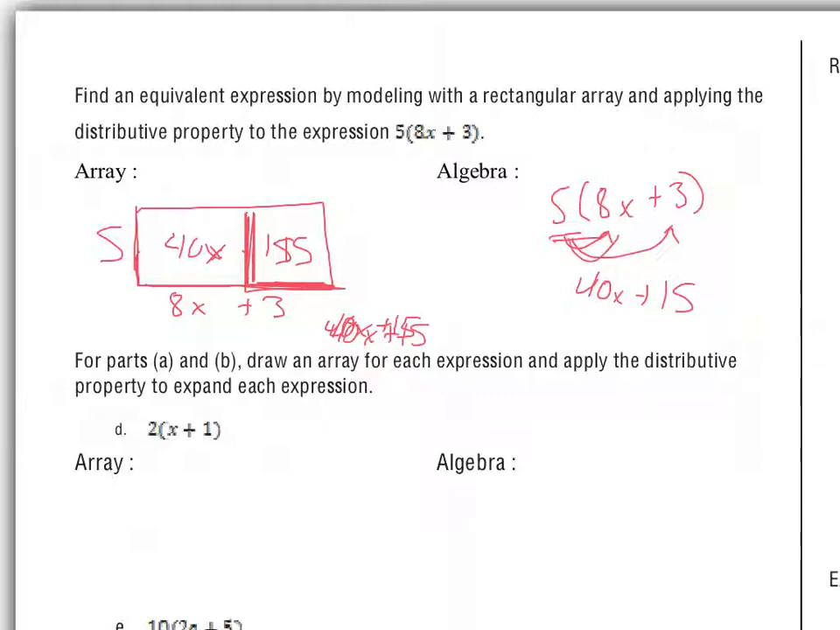We do the same thing over here with the distribution. 5 times 8x is 40x, plus 5 times 3 is 15.